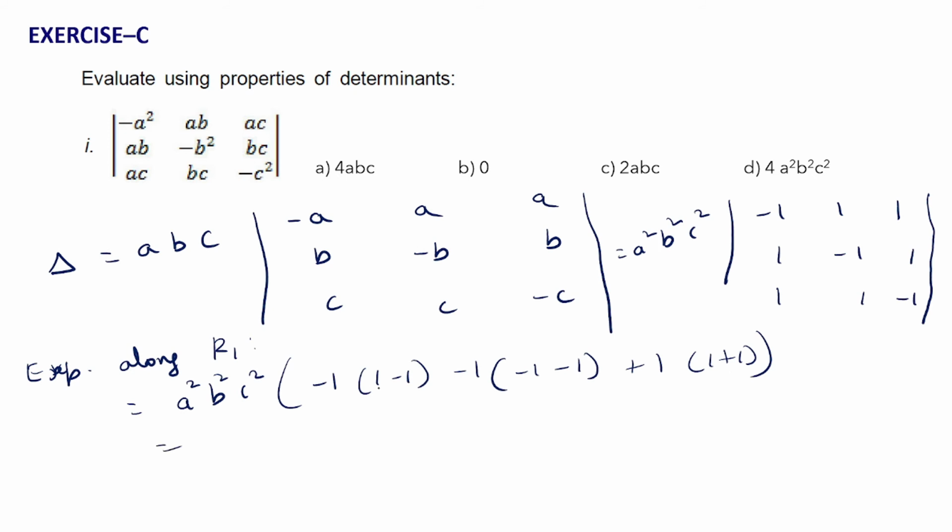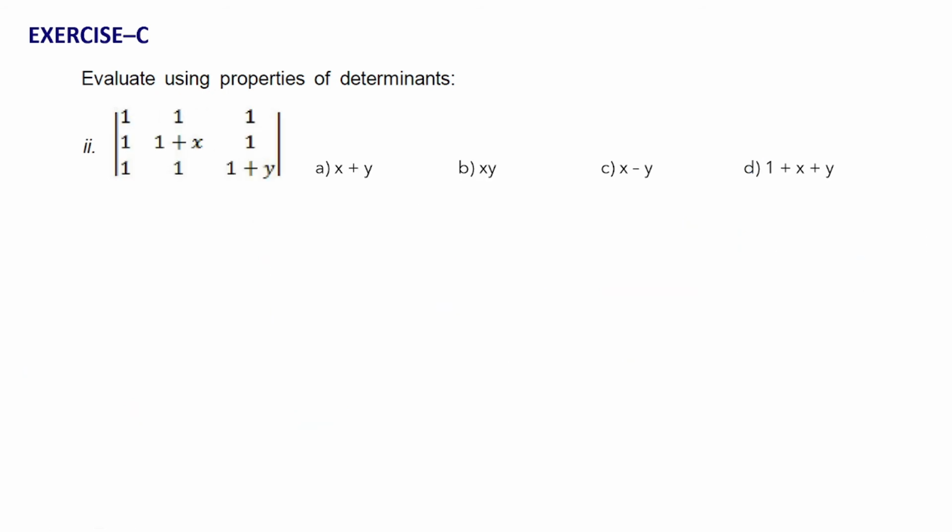So this is equal to, this is 0. So here plus 2, plus 2, 4. So this is 4a square, b square, c square. So the correct option is option D. The value of this determinant is 4a square, b square, c square.